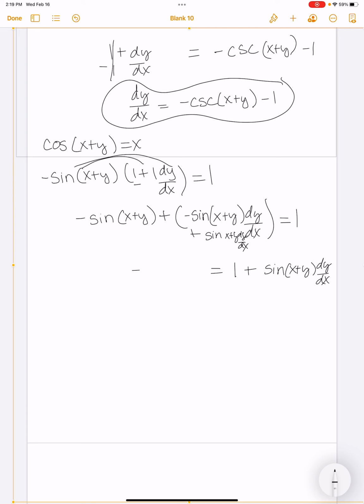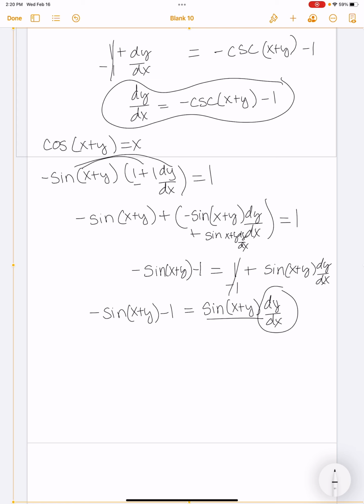And then we have negative sine x plus y. And let's subtract this 1. Okay? And so now we have negative sine x plus y minus 1 equals sine x plus y dy dx. Now to further isolate, because that's what we're trying to solve for, so we need to isolate dy dx. So we're going to go sine x plus y. And then that is going to be our derivative.